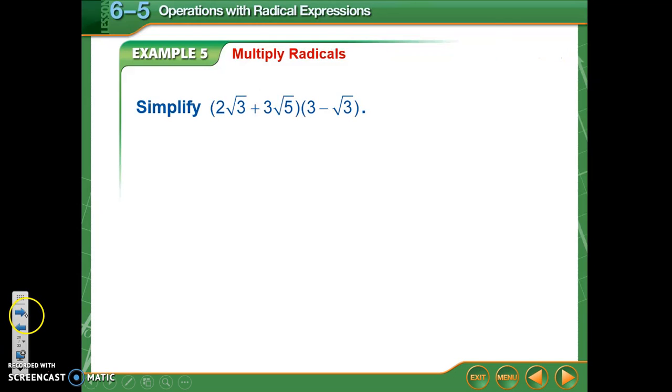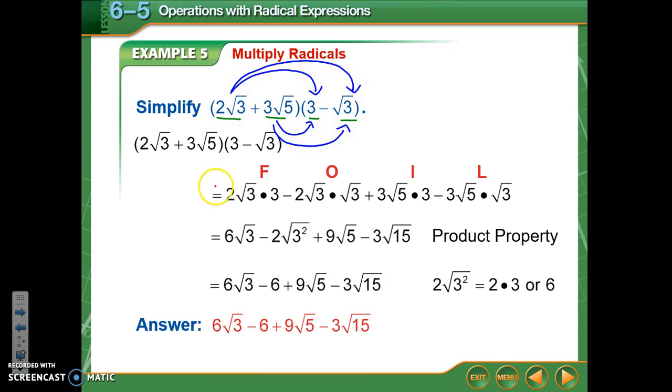All right, multiplying radicals. This is review as well. Remember that when I have more than one term here and more than one term here, in this case I have a binomial times a binomial because they're separated with plus and minus, I have to FOIL. So 2 square root of 3 times 3, 2 square root of 3 times negative square root of 3, 3 square root of 5 times 3, and 3 square root of 5 times negative square root of 3. And here they're showing you each of those steps individually.